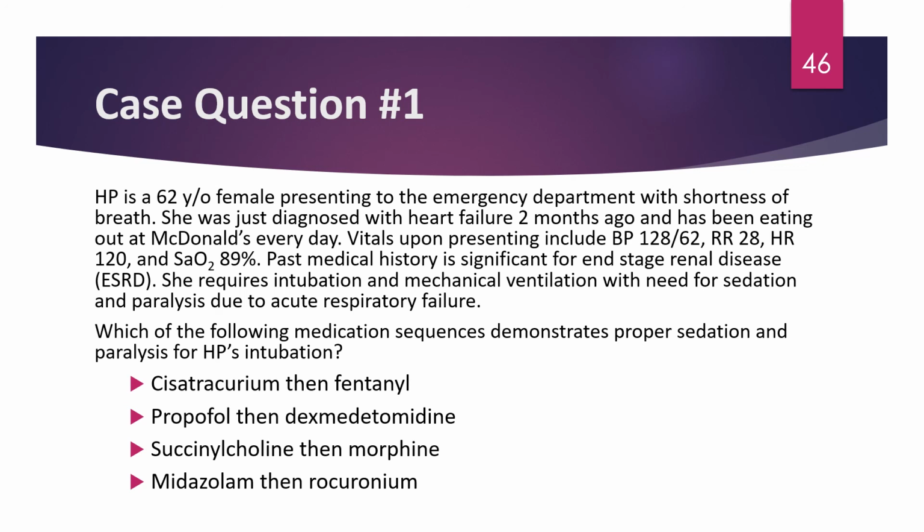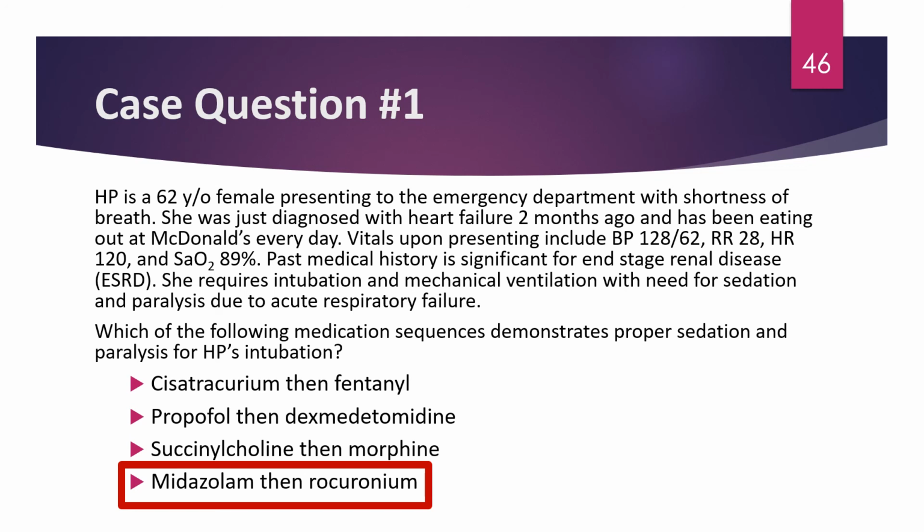Cisatracurium, then fentanyl; propofol, then dexmedetomidine; succinylcholine, then morphine; or midazolam, then rocuronium. The answer here is going to be midazolam, then rocuronium. So remember, we want to sedate first and then paralyze. So options 1 and 3 are basically wrong because these are paralytics first. The other option is 2 sedatives, propofol and dexmedetomidine. We don't even have a paralytic agent here.